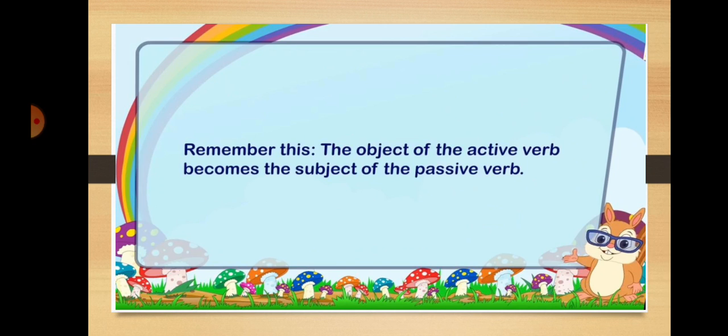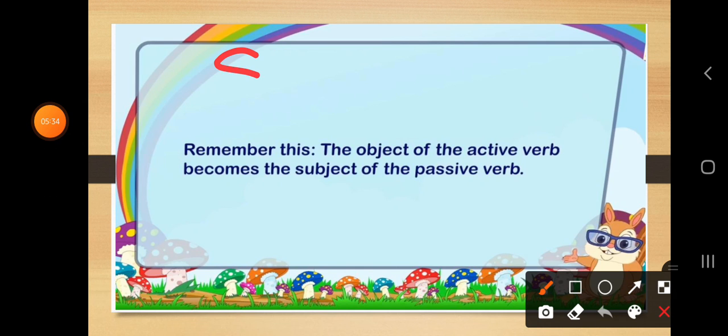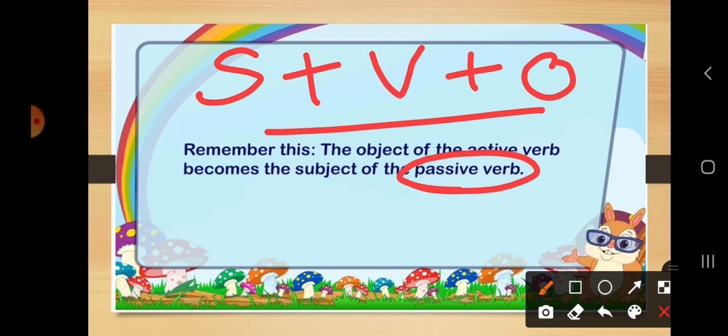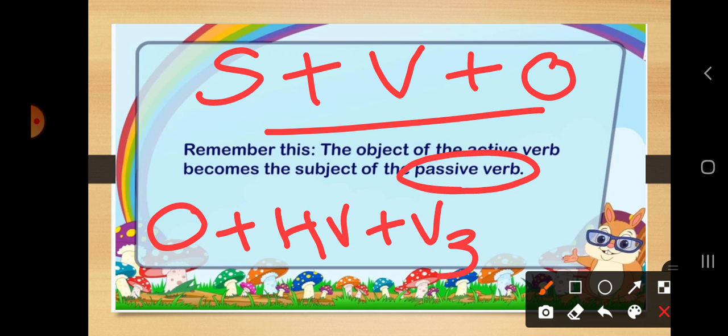Remember this, the object of the active verb becomes the subject of the passive verb, which means we have sentences like subject plus verb plus object in an active sentence. But in a passive sentence, we will have object plus helping verb plus third form of verb plus by plus our subject of active sentence.